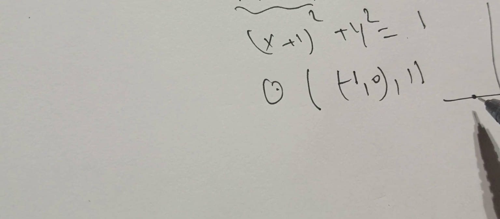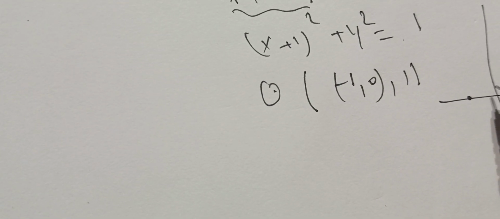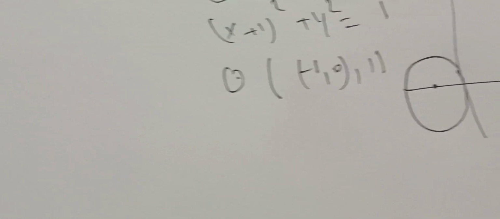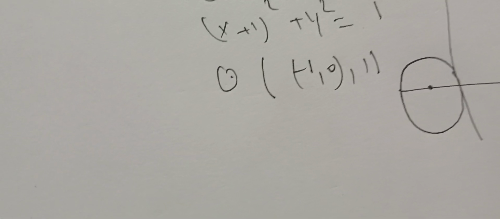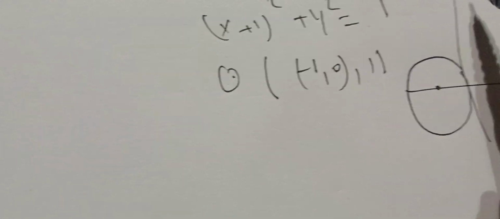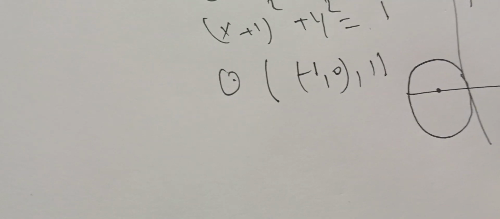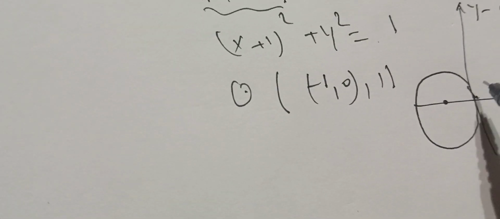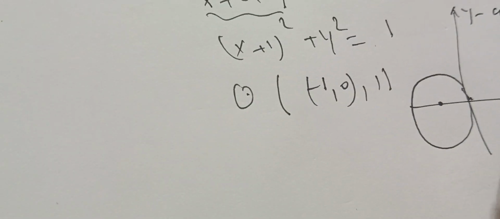So in this case, we get this circle. It's not exactly the circle, but it's basically the set of points. So the set of points that satisfy this equation is this circle.